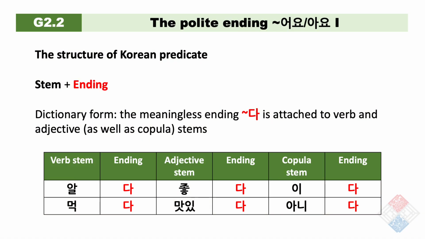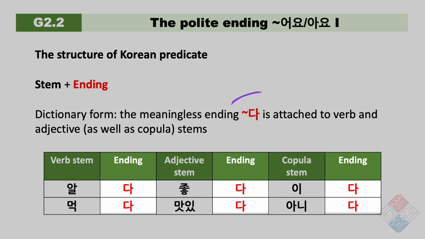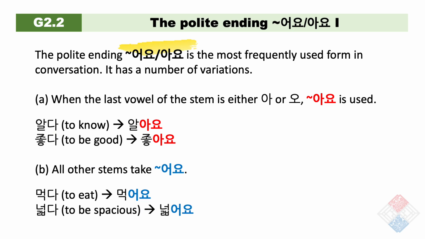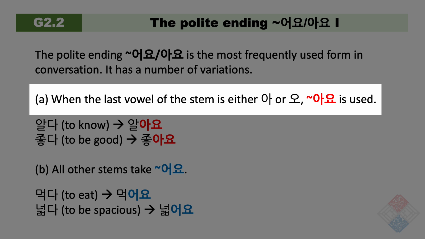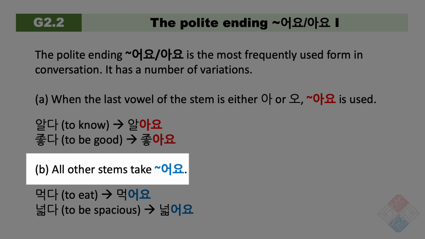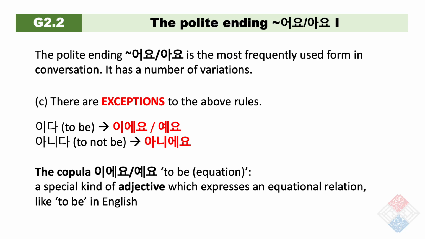For dictionary entries, the meaningless ending 다 is attached to verb, adjective, and copula stems. The polite ending 어요, 아요 is the most frequently used form in conversation. It has a number of variations. When the last vowel of the stem is either a or o, 아요 is used. All other stems take 어요. There are exceptions to the above rules.